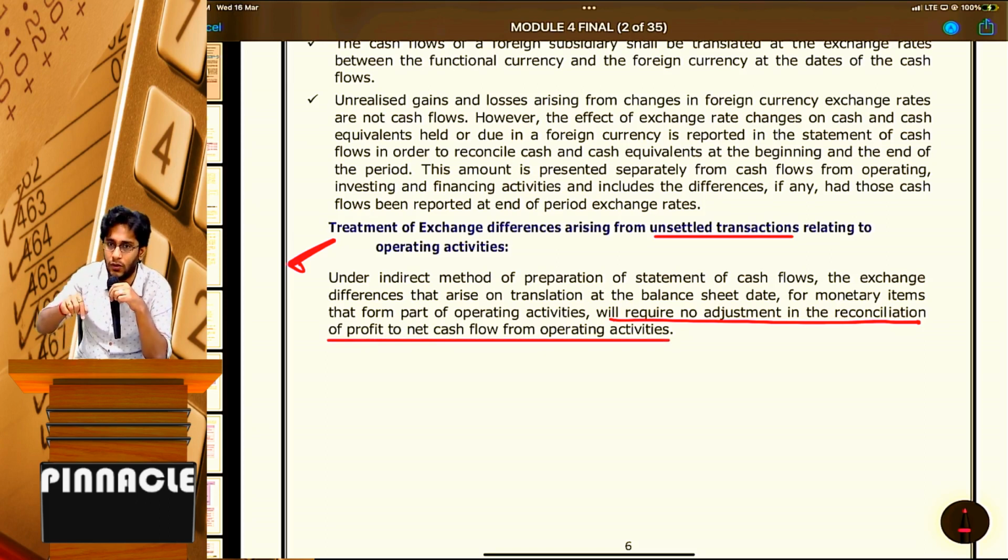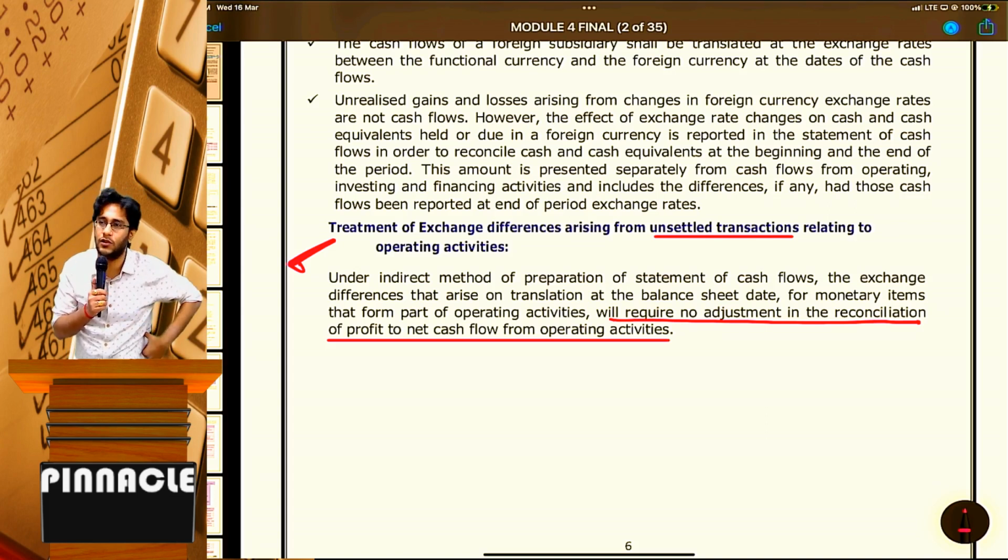That means if there is an unrealized gain in your P&L, don't remove that. If there is an unrealized loss, an exchange loss in your P&L, don't add back that if they are related to operating items. Don't touch that. Sir, but if I don't remove this, why will the closing balance tally? Now in your profit calculation there is a non-cash item, exchange loss, related to creditors. But if I don't eliminate that, how will the final cash flow statement tally with your closing balance? It will tally.